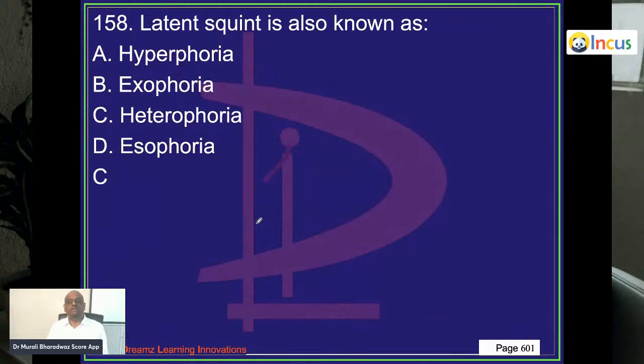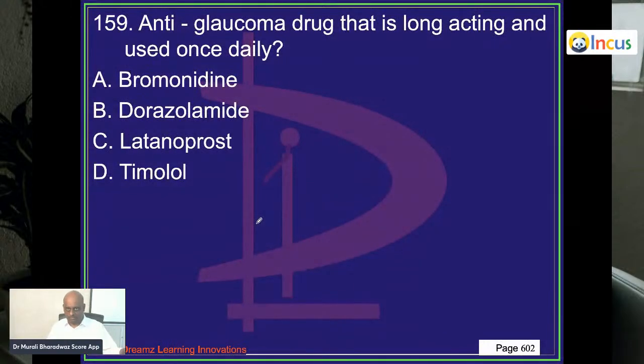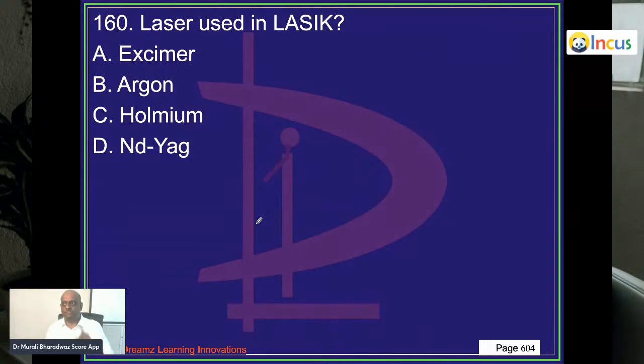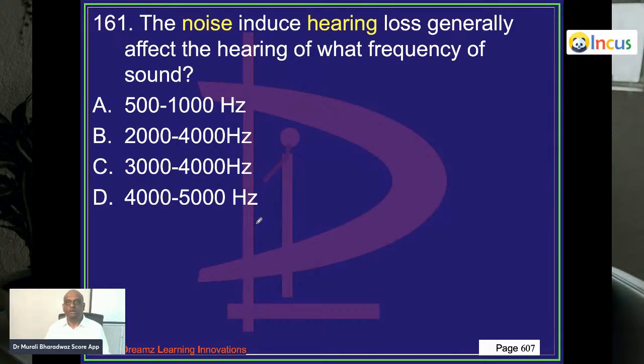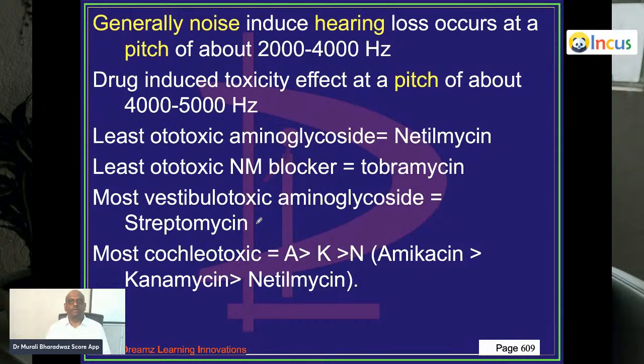Latent squint is also called heterophoria. Phorias: hyperphoria, exophoria, isophoria. We will read all that in the squint topic shortly. Now, the anti-glaucoma drug which is long-acting and used only once daily is timolol. In LASIK we use excimer laser. Noise-induced hearing loss occurs between 2000 and 4000.